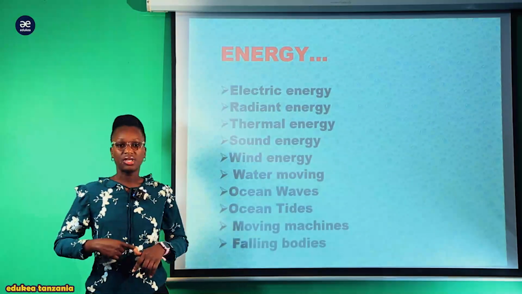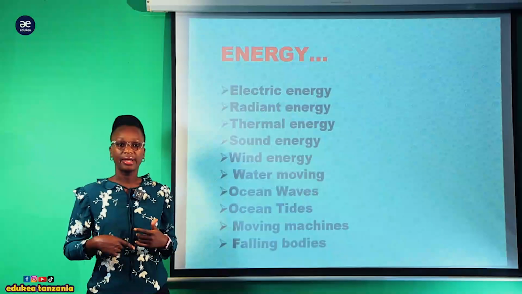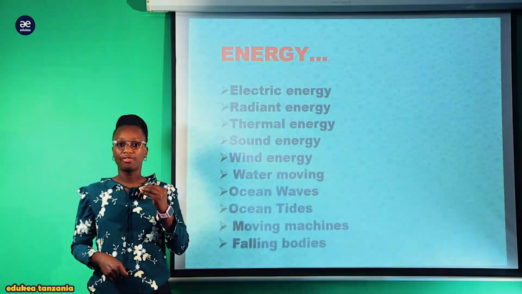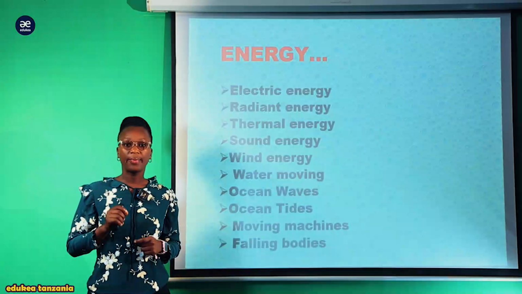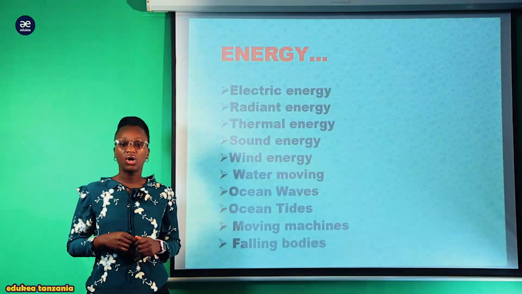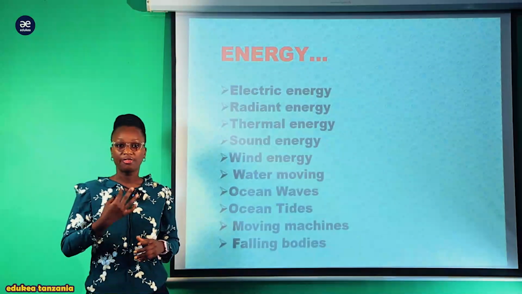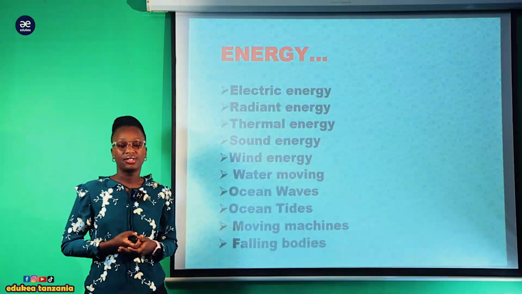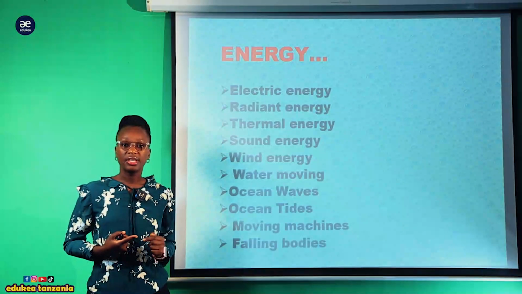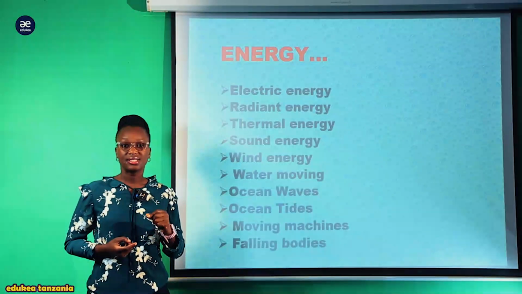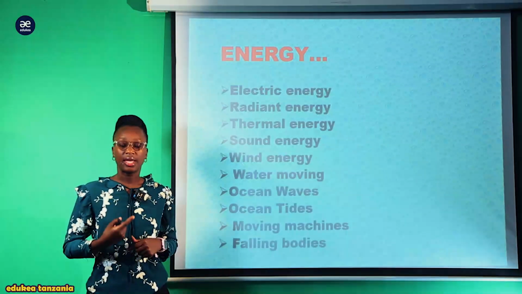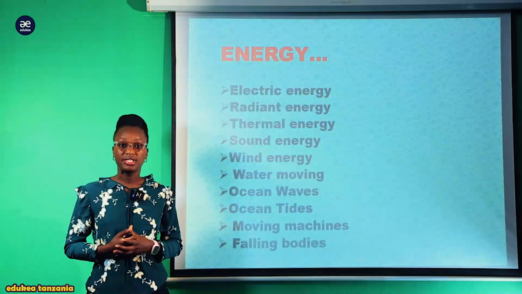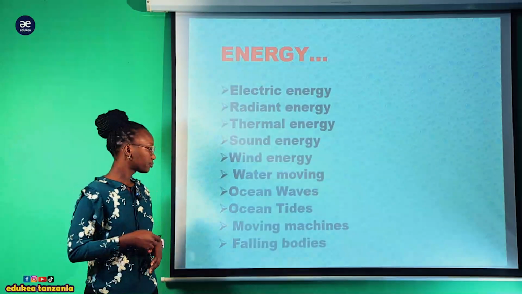moving machines, machines ambazo zina move, running machines. Also falling bodies, body ambayo inakuwa inafall maybe from a certain point to a certain point. So the way they move, they fall, they possess the motion energy, which all this means that they exhibit the form of energy which is kinetic energy.